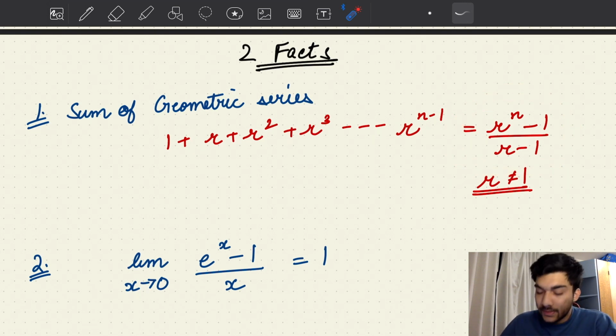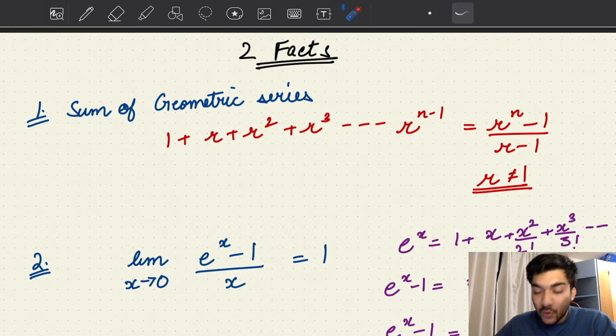With the first fact, we'll also use a second fact in this video: the limit as x approaches 0 of e to the power x minus 1 divided by x equals 1. I'm sure most of you must have come across this limit before in your first-year differential calculus class in high school or university. To prove this, you expand e to the power x using the Taylor series, which is 1 plus x plus x square upon 2 factorial plus x cube upon 3 factorial, and so on. If you expand e to the power x, subtract 1 from the series and divide by x, you'll see that as x approaches 0, it approaches 1.